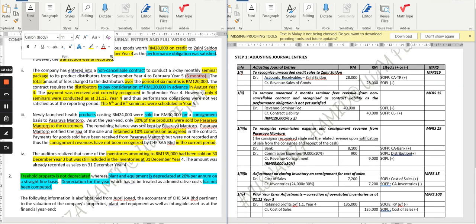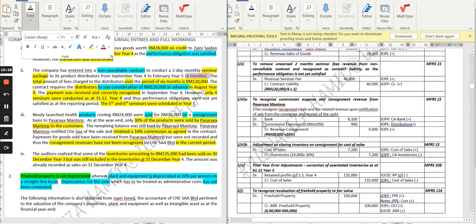The product that was sold off is only 30% of this 30,000, right? However, Pasaraya Mantop notified and retained a 10% commission as agreed in the contract. So the sale by CHESA should also take into consideration the 10% commission expense that is agreed to be paid to Pasaraya Mantop. So payments for goods have been received from Pasaraya Mantop but were not recorded, and thus consignment revenues have not been recognized in the current reporting period.